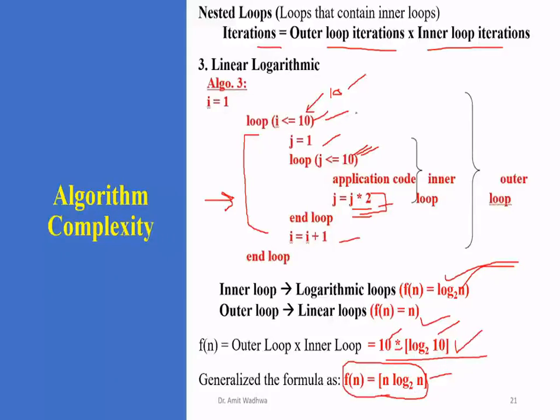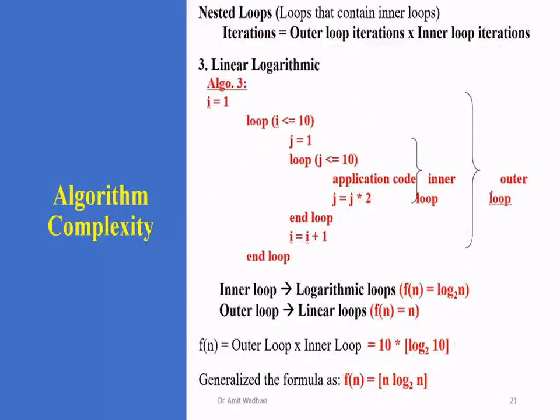If this 10 is like m and this 10 is like n, the complexity will be like m log n, and the base of this log will be 2. This is how things will work in case we have this kind of structure.